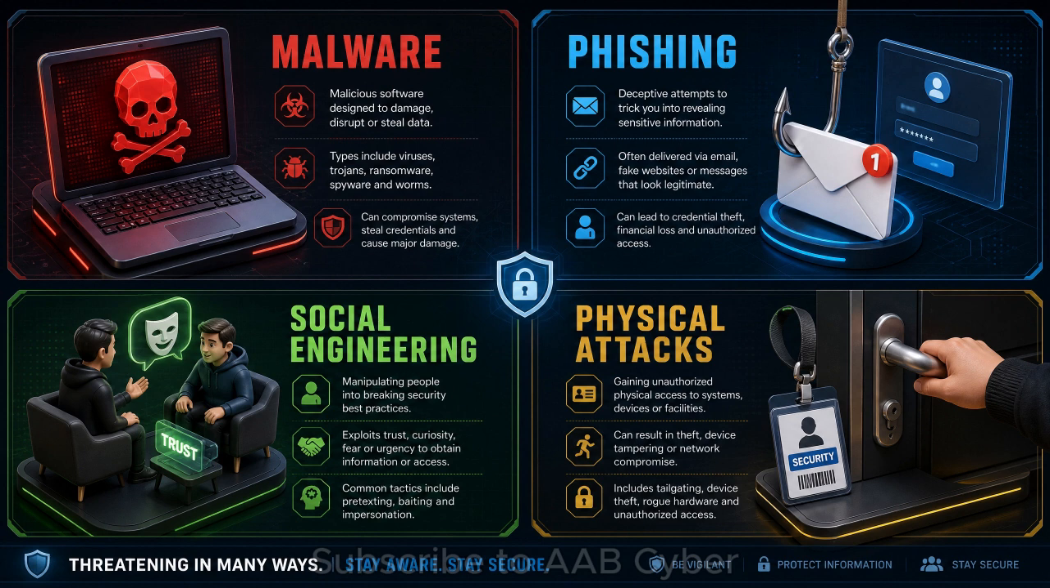And physical attacks: gaining hands-on access to a device, room, or document. Common types: tailgating, shoulder surfing, device theft. Primary defense: badge policies, locked screens, shredding, and disabled auto-run.